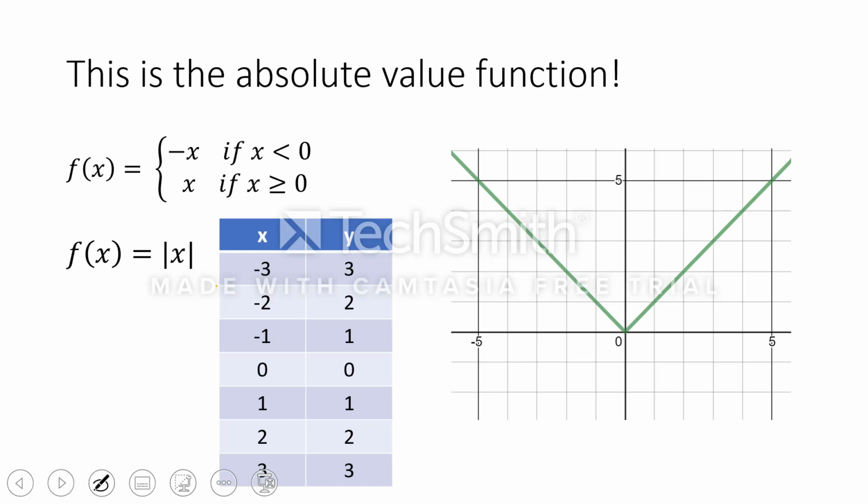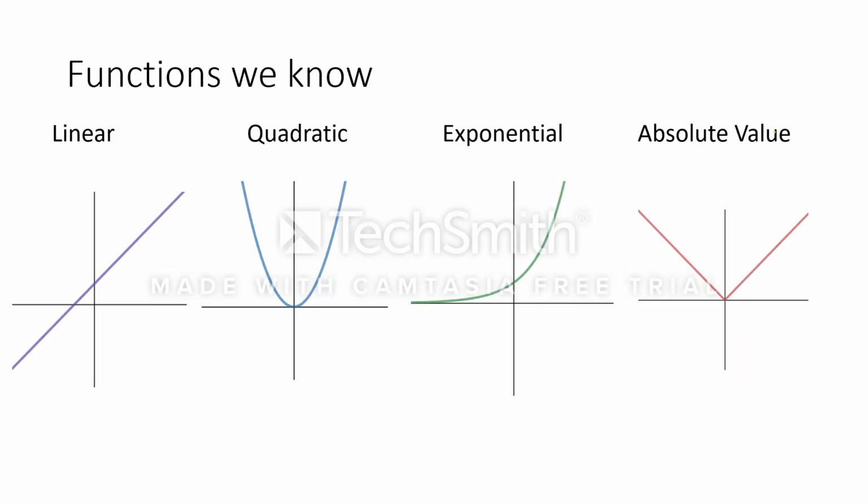Because for all the positive values, it's the same as the line y equals x. And for all the negative values, it's y equals negative x. Okay, so that's awesome because now we have another function we know. We've talked about linear, quadratic, and exponential, and now we have absolute value as another of the parent functions that we can put into our bank of functions.